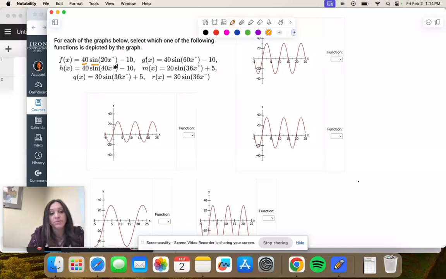You can also put these in degrees and then minus 10. 40 sine minus 10, and there's 3 of them. So we know the 40 is our amplitude, and we know the minus 10 is our midline. That's our D value, and those are the same on all of them. What we have to look for here is what happens when you have 20, 40, and 60 changing your B value. It affects your period. Remember? So let's go to Desmos.